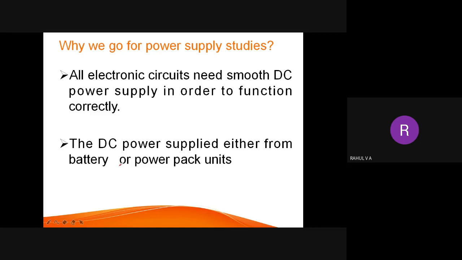Okay, so all electronic circuits need smooth DC power supply in order to function correctly. Take some electronic circuits. One is a mobile phone. Every time we are charging it, the charge is stored in the battery, so from the battery we are getting a smooth DC supply. And a remote controller for your TV or anything, in that also we are using two batteries so that whenever we want we can easily use it.